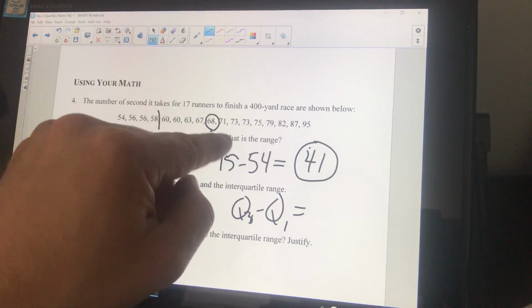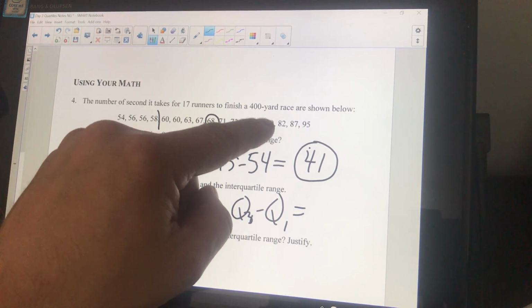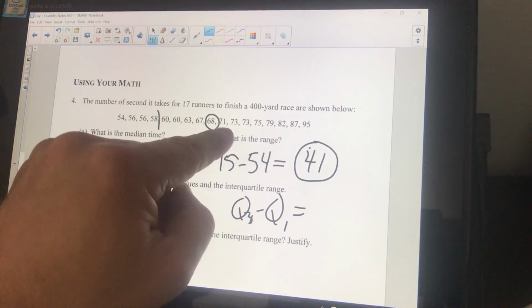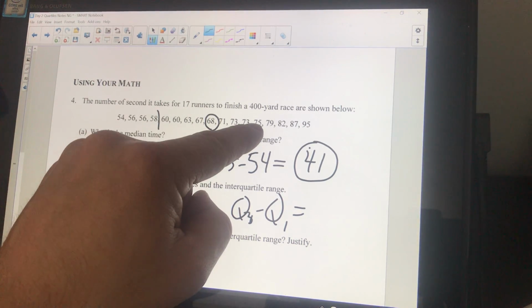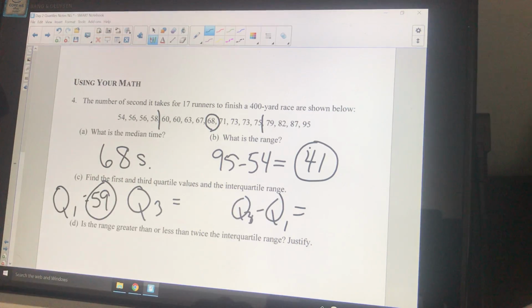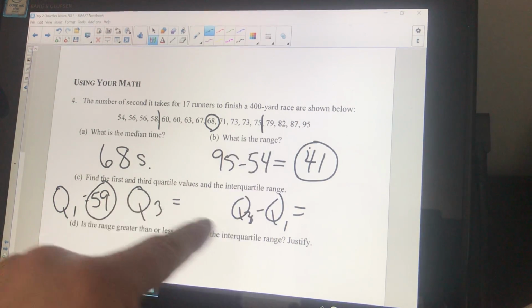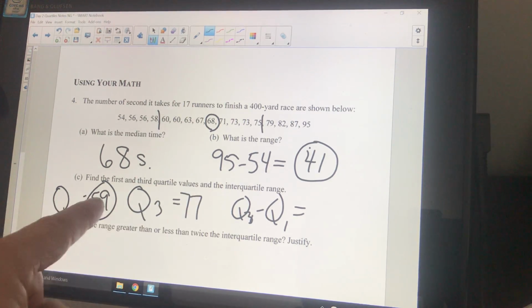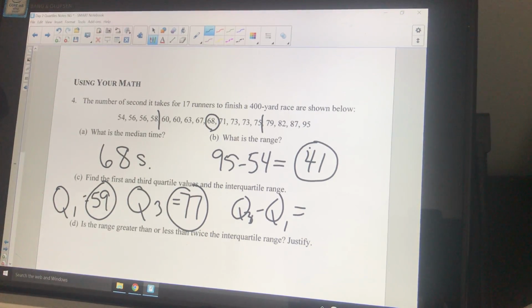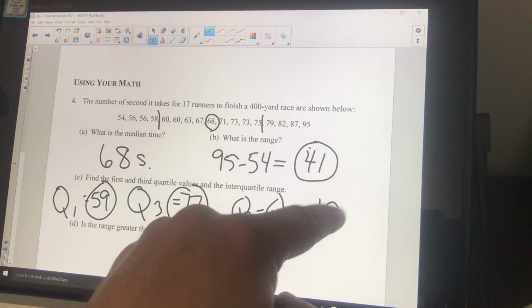Top half, let's see, Q3. 1, 2, 3, 4, 5, 6, 7, 8. Still, just double checking. 1, 2, 3, 4. And 1, 2, 3, 4. What's directly between 75 and 79? That's got to be a 77. Okay? 77 minus 59, going for my IQR of 18.